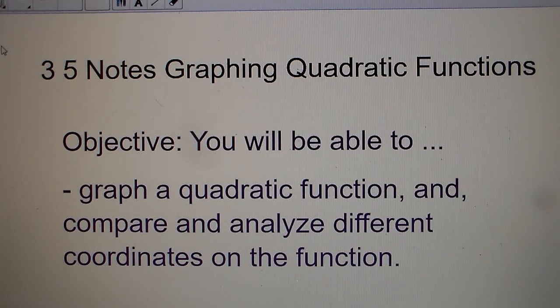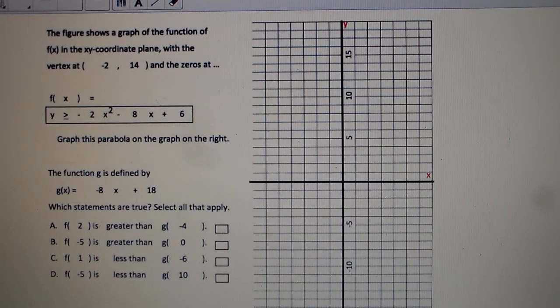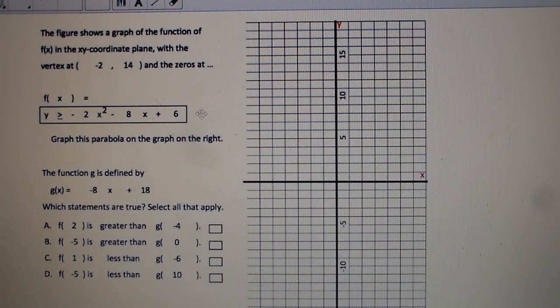Alright, in this group of notes, we have 3-5 notes, graphing quadratic functions. Your objective: you'll be able to graph a quadratic function and compare and analyze different coordinates on that function. Alright, so here's one of the problems that we're going to be doing, what it looks like here.